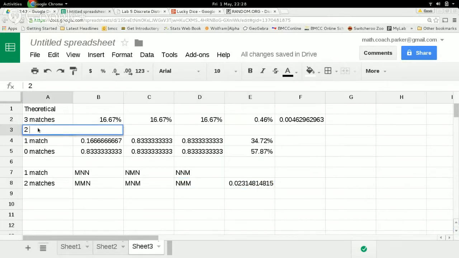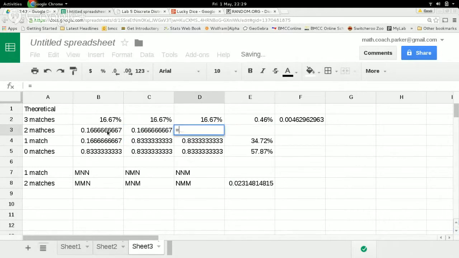So my claim is that 2 matches comes from having 1/6 times 1/6 times 5/6, no match. And there's 3 different ways that can happen, so my answer is going to be 3 times this times this times that.